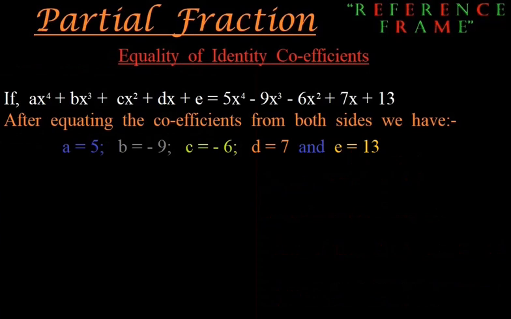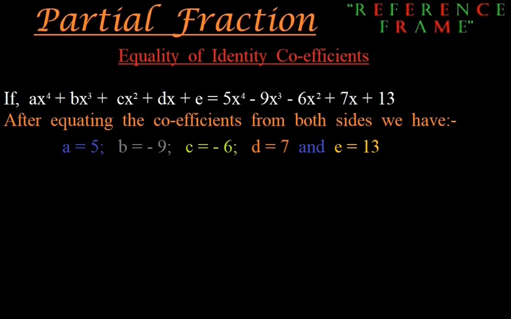If you look at the screen, this time we're going to equalize the coefficients of algebraic expressions from both sides. So look here. On the left side, we have an expression ax^4 + bx^3 + cx^2 + dx + e equal to 5x^4 - 9x^3 - 6x^2 + 7x + 13.